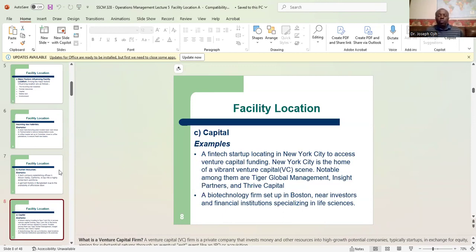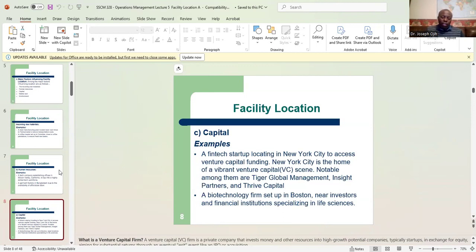So a fintech startup located in New York City can access venture capital funding. Yes, because New York is the home of vibrant venture capital firms. So what are venture capital firms? Well, simply put, a venture capital company is a private company that invests money and other resources into high-growth potential companies like startups in exchange for equity. So if you are looking for $200,000, I'm going to give you $200,000, and in return I'll have 20% of your business, that kind of thing.